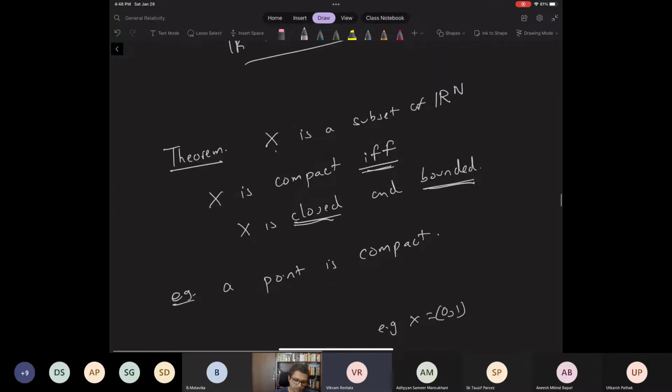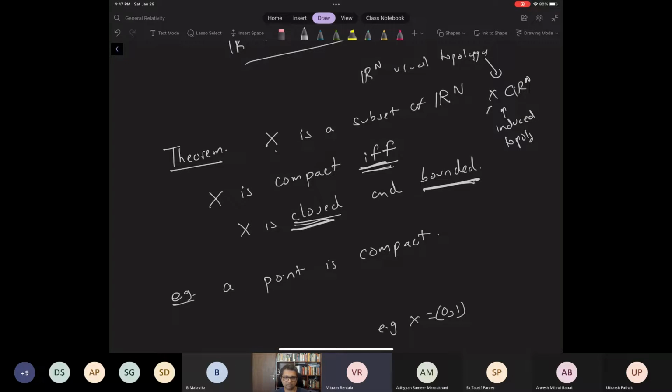Okay, so what do I mean when I say this? Rn has a usual topology, and then I can take a subset X of Rn, and X inherits a topology from Rn. Okay, inherited topology, or induced topology. Now this subset X, the real line itself we've already agreed is not compact, but this X, which is a subset of Rn, can be compact if and only if X is closed and bounded.